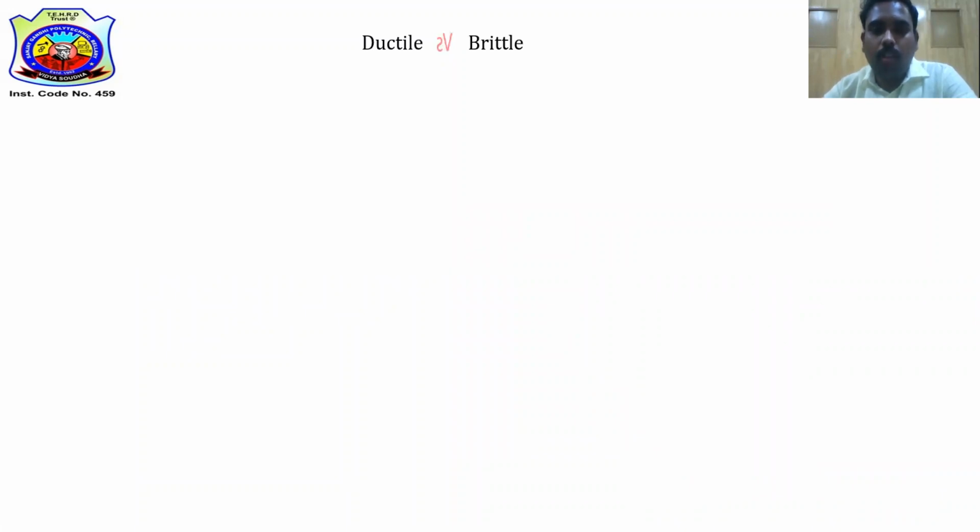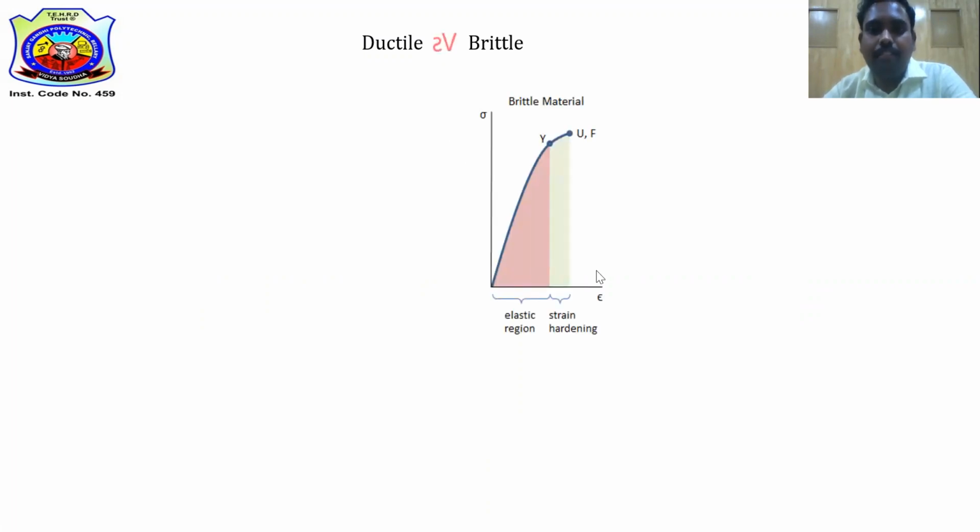Now let us plot a stress strain diagram for brittle materials. It is slightly different from the ductile materials. In the same way, here also stress is plotted on the y-axis and strain on the x-axis. This is a curve, and here you can see a point Y. Point Y is the yield point, this point is the ultimate point, and this is the fracture point. This is the elastic region, and this is strain hardening. This is the stress strain diagram for brittle materials.